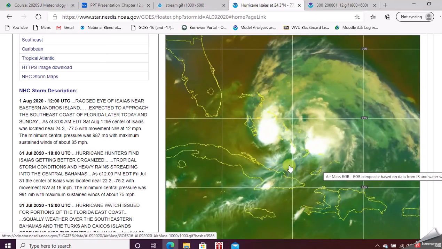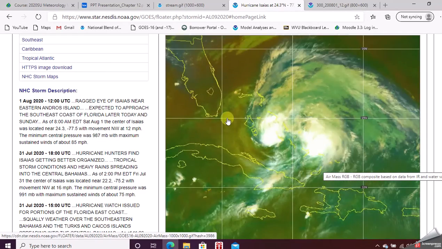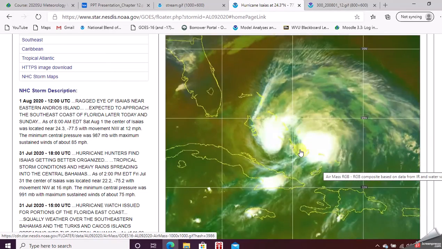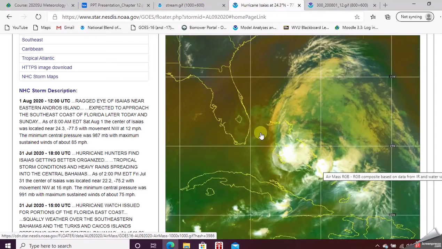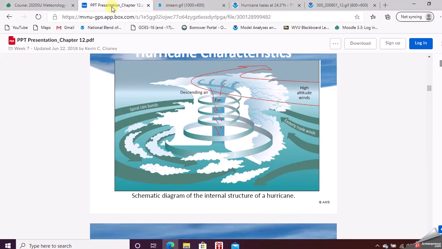You have a lot of bands around it too. Notice these little bands. Here's a band, here's a band. If you were to look at a radar right now, you would see different shower locations around it in bands like we were just looking at. So Isaias is a very typical, while not very intense, tropical system right now with the bands all around it.